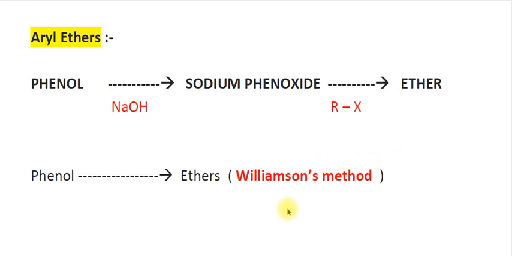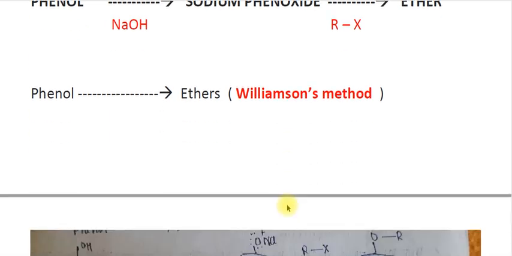It is also called the Williamson method. Here you can see phenol is reacted with NaOH, water is eliminated, forming sodium phenoxide. And the sodium phenoxide, when treated with a primary halide, that means RX, eliminates NaX, and you get an aryl ether. That means if R is an alkyl group, it is an alkyl phenyl ether.